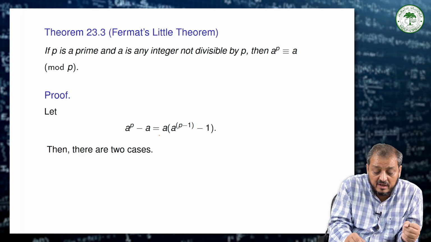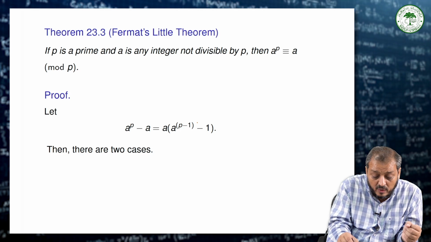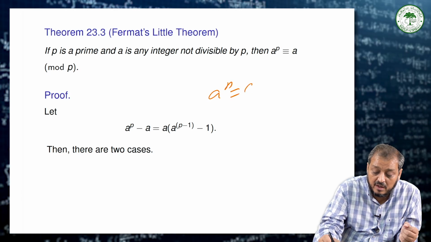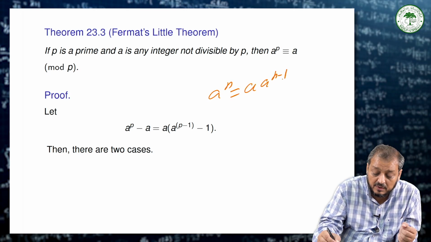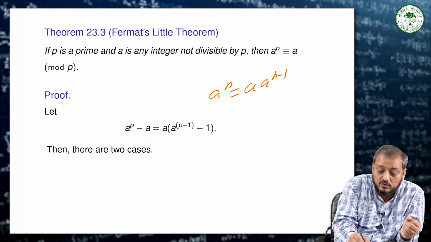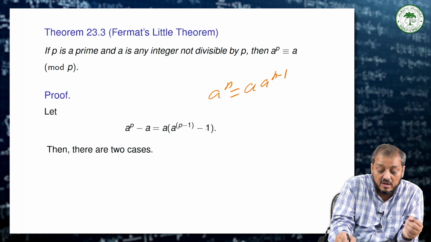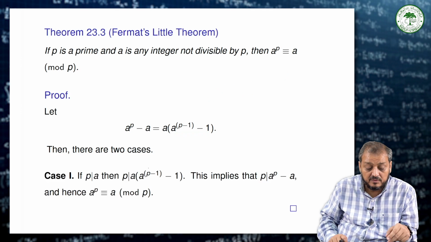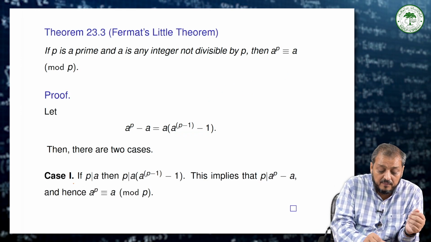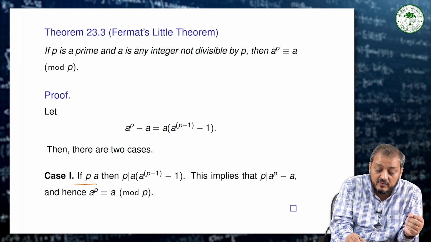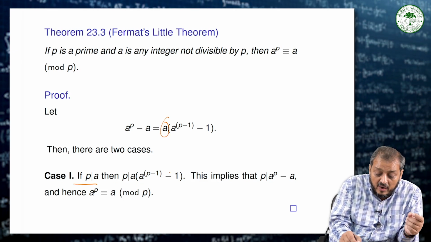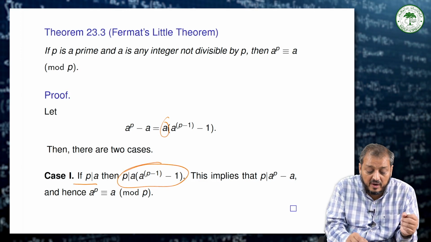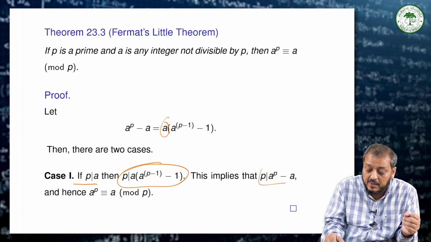So let a to the power p minus a. This can be written as a to the power p minus 1, and if we take a outside, a times a to the power p minus 1 minus 1. There are two possible cases. One is if p divides a, then p must divide this whole thing, and this implies that p divides a to the power p minus a.